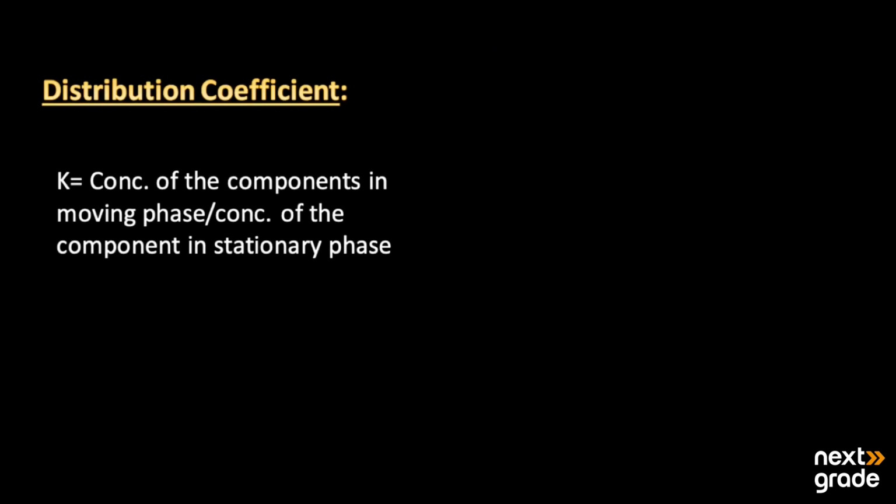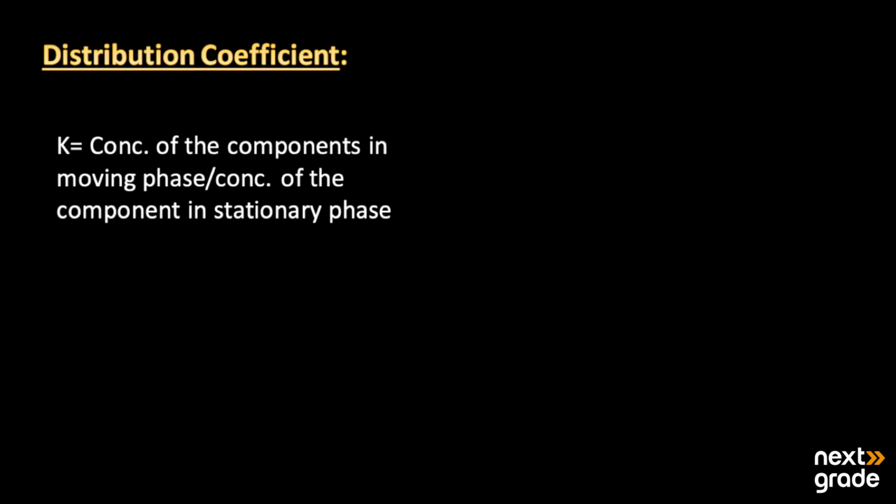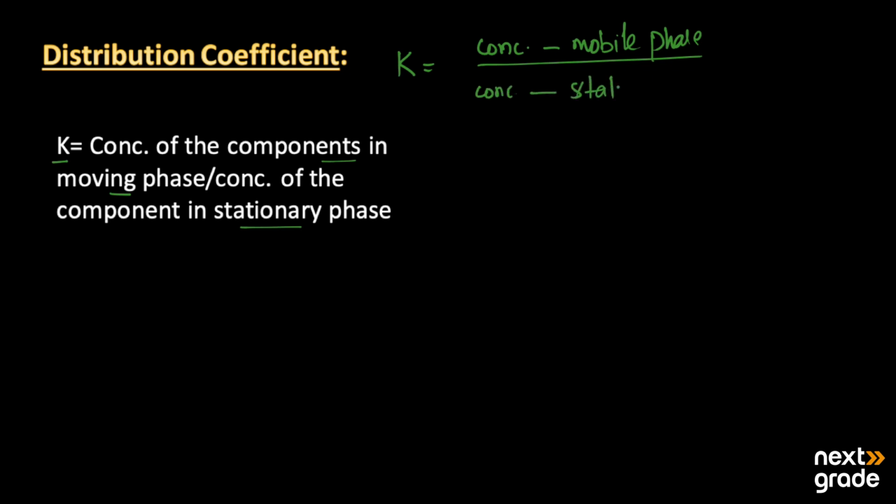Next we will discuss the distribution coefficient. The distribution coefficient is the ratio of the concentration of components in the mobile phase to the concentration of the components in the stationary phase. So we can write it as K equals the concentration of components in the mobile phase divided by the concentration of the components in the stationary phase.